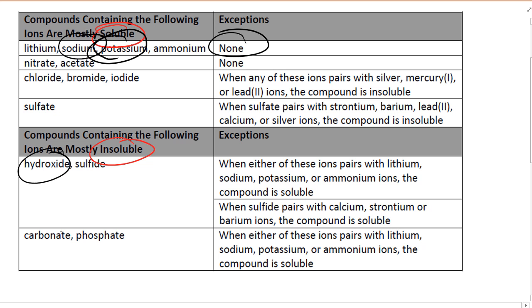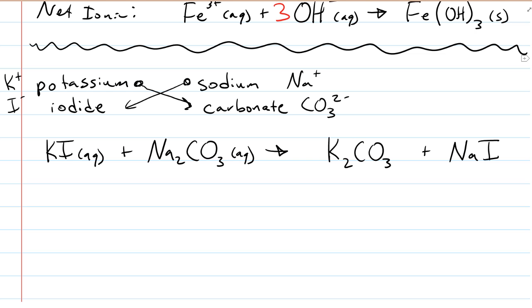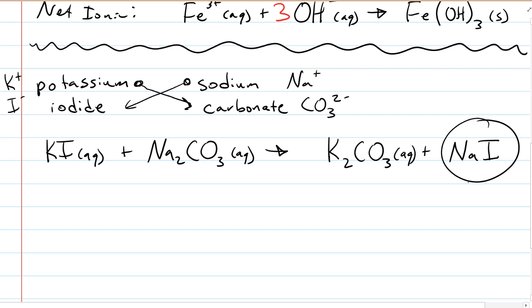Okay? You say, well, wait a minute. Carbonate down here says it is insoluble, but if you read the exceptions, it says when it pairs up with potassium, it is going to be soluble. So both ways it is confirming that potassium carbonate would be a soluble compound, which we label as AQ. And of course, because this contains sodium, this would also be aqueous as well.